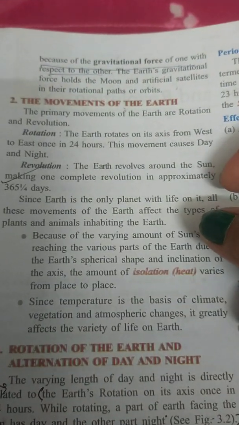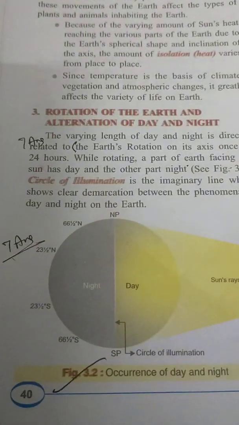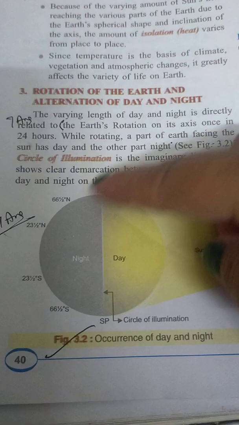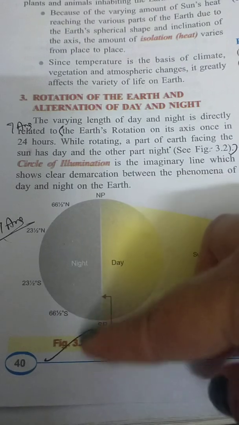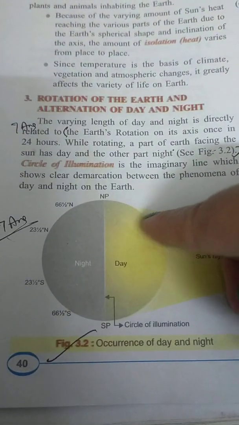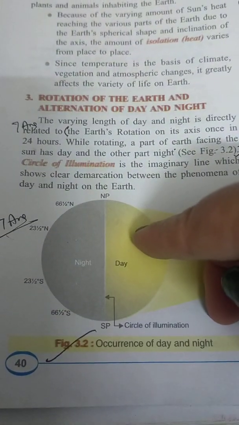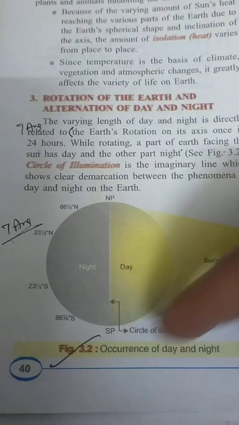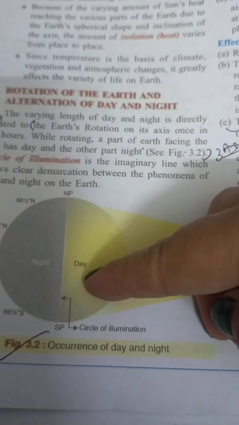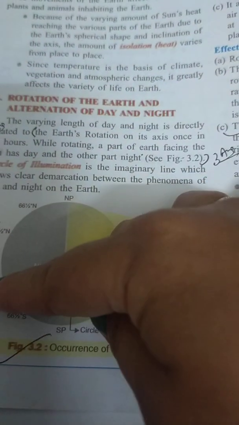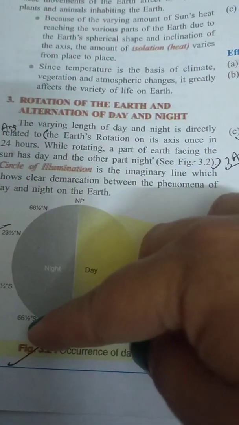Now we will discuss rotation of the earth and alternation of day and night. All of you concentrate on this figure. This imaginary line joining the two poles is called the axis, but actually it is not vertical, it is inclined toward the sun. For six months the north pole is inclined toward the sun, and for six months the south pole is inclined toward the sun. The part of the earth that comes in front of the sun has the day, and the part behind the sun, far away from the sunlight, where the sunlight does not reach, has the night.